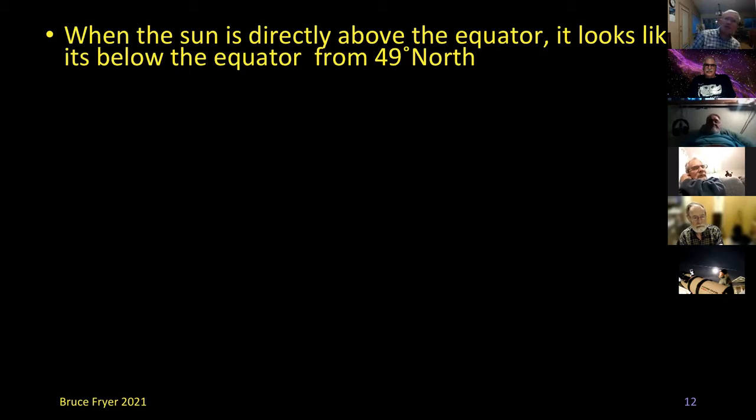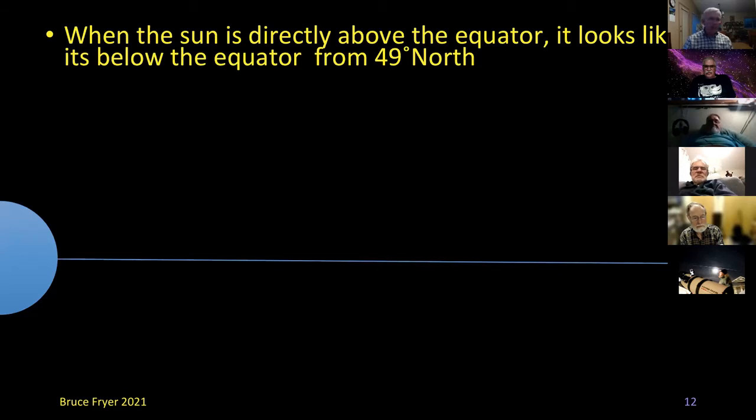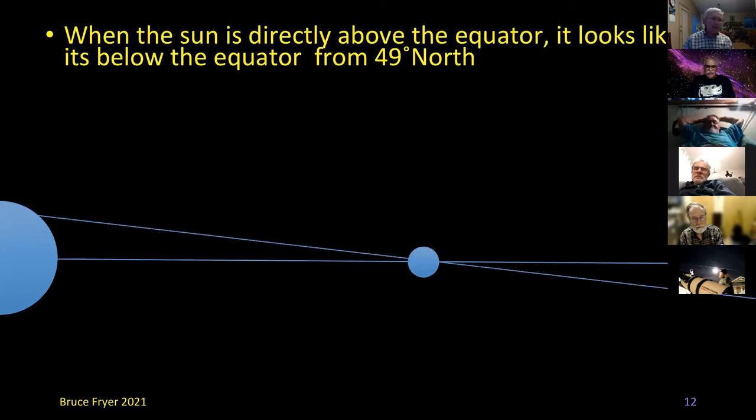Well, it's because when the sun is directly above the equator, it looks like it's below the equator from 49 degrees north. And so, for instance, if this is the Earth and this is the equator, and somebody at the equator is looking at the sun, obviously this is not to scale, but they're looking at something directly above them, and then they project that back on the celestial sphere at infinity. Now, somebody who is sitting at 49 degrees, they look at the same object and they project that back to infinity, and of course it's below the equator from that vantage point.